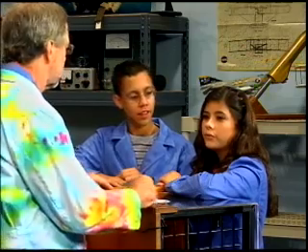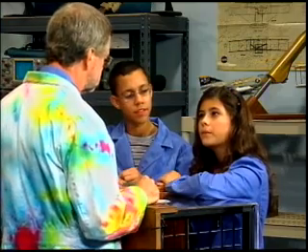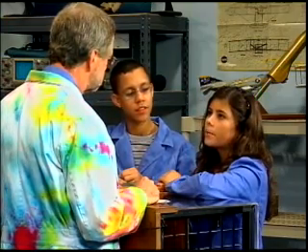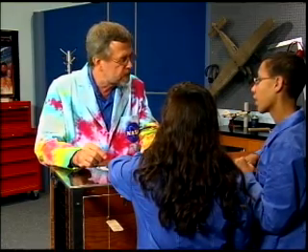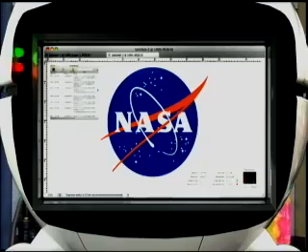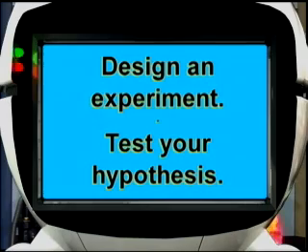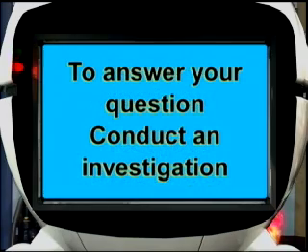So, if we change or manipulate something on purpose, it allows us to test whether the hypothesis is true or not? Yes, now you've got it, Maria. But it's very important to change only one thing at a time, so you can tell exactly what is causing the results that you are seeing. Well, hi, Notron. Design an experiment. Test your hypothesis. To answer your question, conduct an investigation.